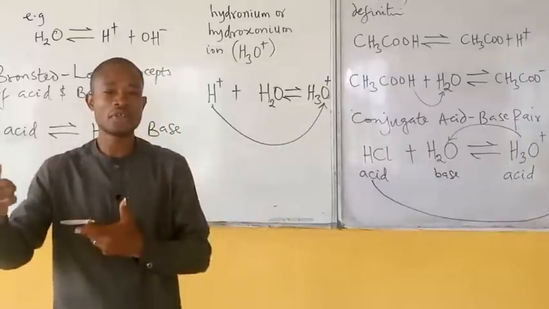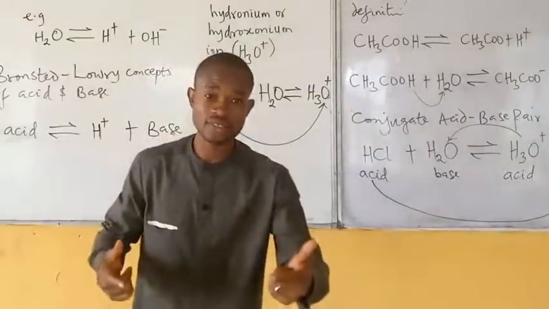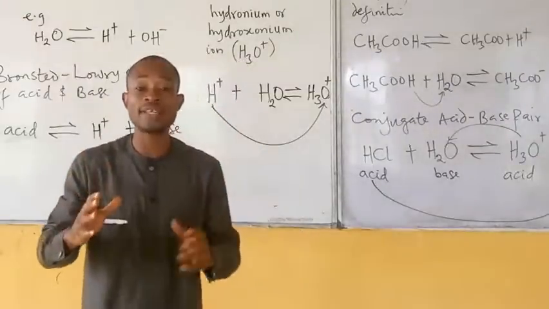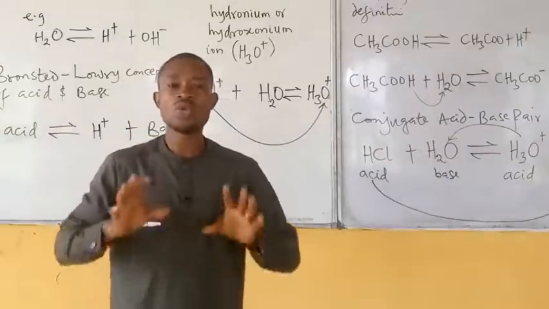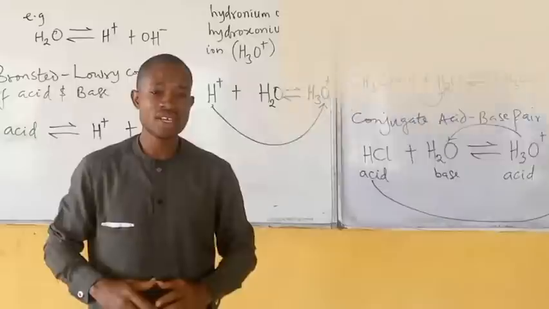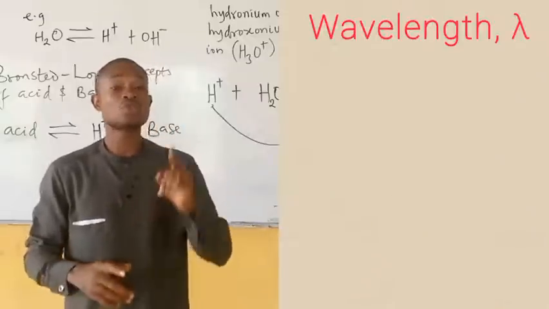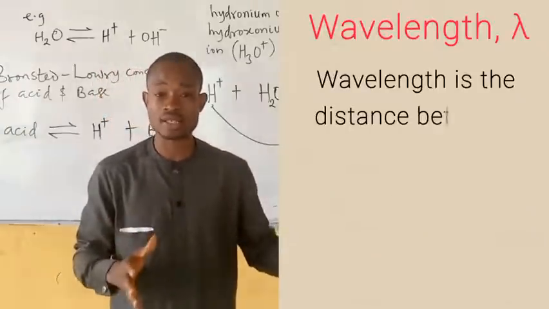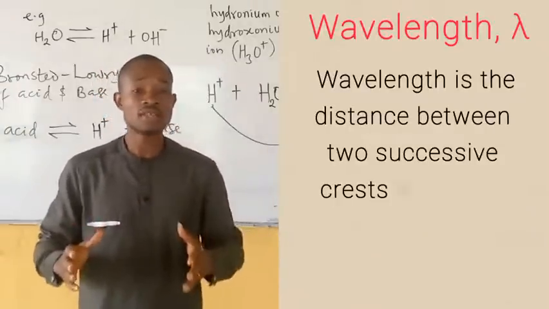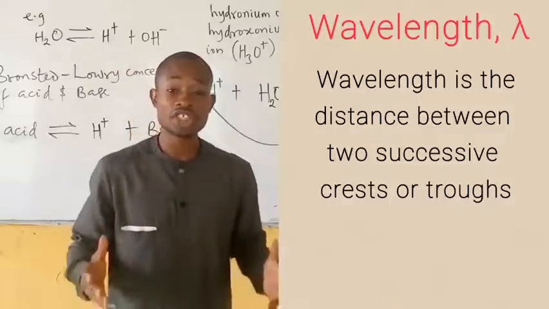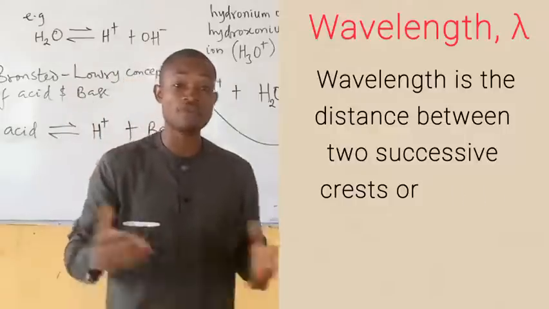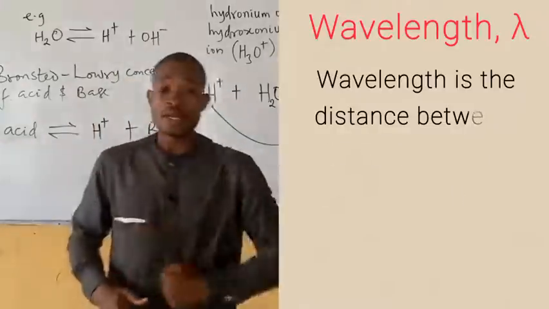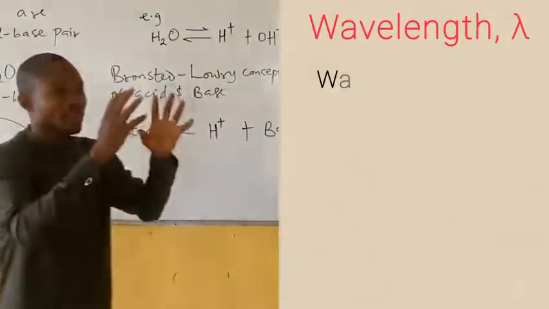Wavelength. Now you could hear about the term length. So definitely what will come to our mind is the length of a wave. By definition, wavelength is defined as the distance between two successive crests, or the distance between two successive troughs. Now when we hear about the crest and the trough of a wave, what does that mean? Once again, look at the screen.